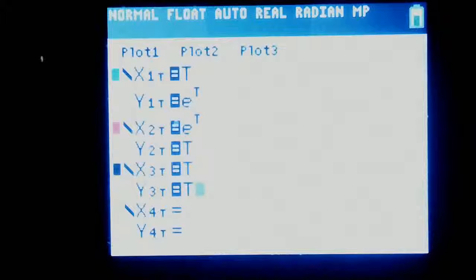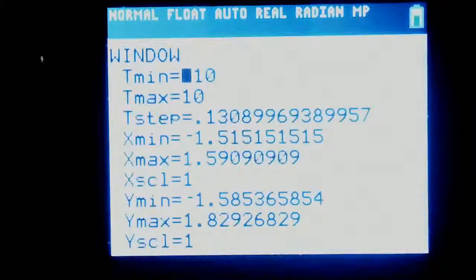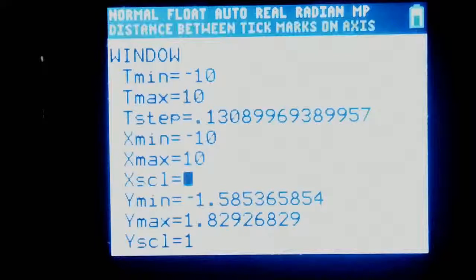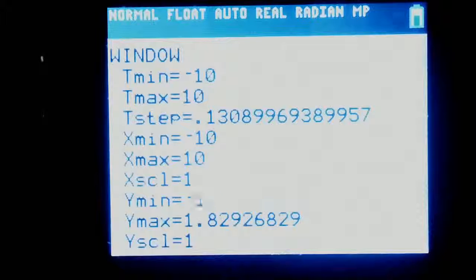Okay, my recommendation on this for this lesson is in Window, we let t min be negative 10 to 10, my t values. I let my x's be negative 10 to 10, and you could have to search around sometime if you don't do this. My y min to be negative 10 to 10.